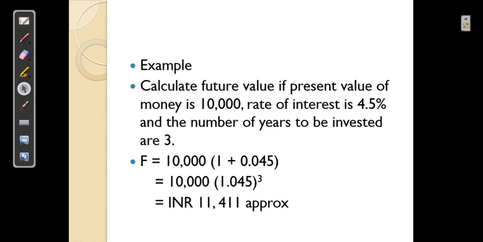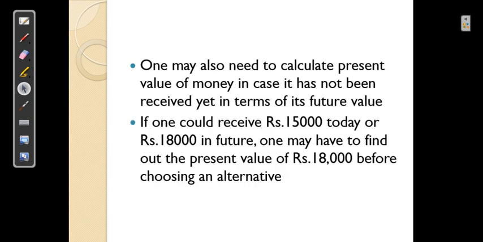So what does this mean? How do you interpret this? You can interpret this by comparing that the present value of money was 10,000, but if you are given a choice that you can invest it in a scheme which gives you a rate of interest of 4.5% and you are willing to invest for 3 years, then the amount of money that will turn out to be in future would be 11,411 rupees. So this is definitely a good option because here the amount of money is increasing over the period of time.